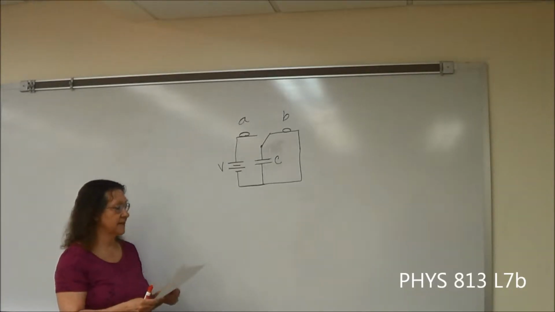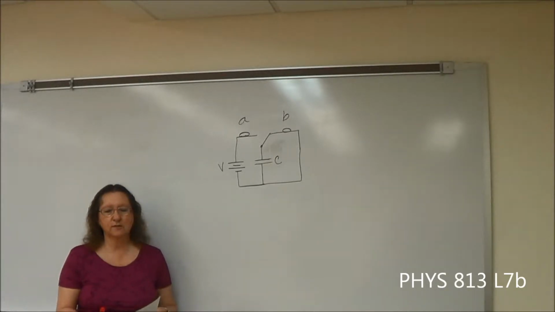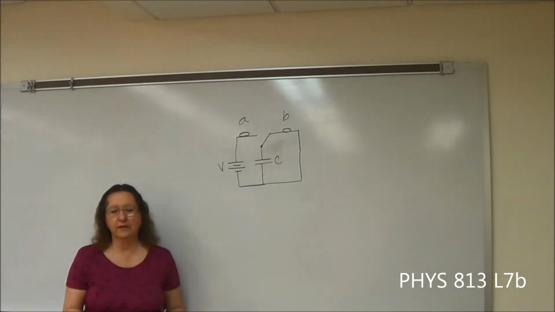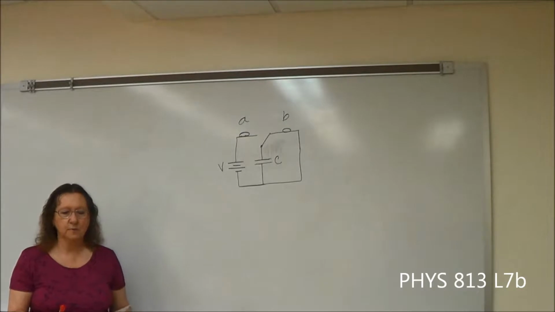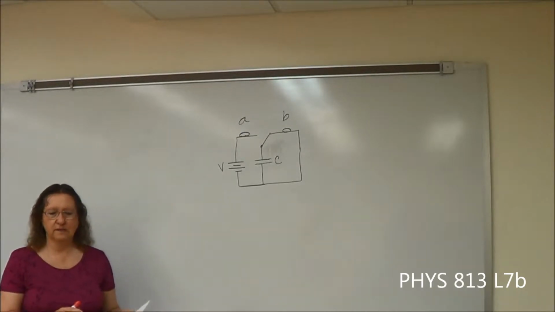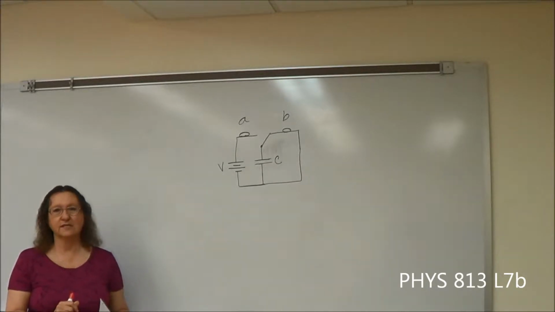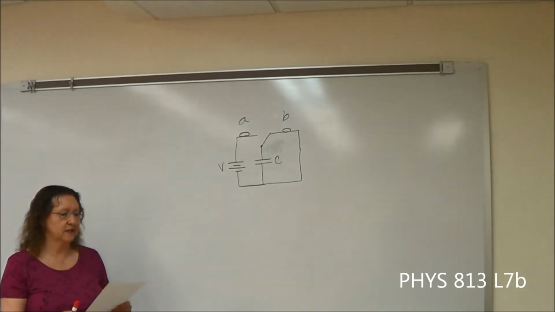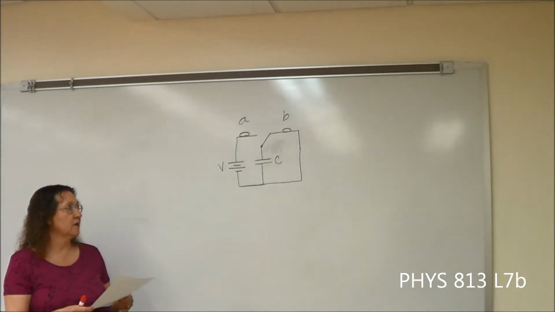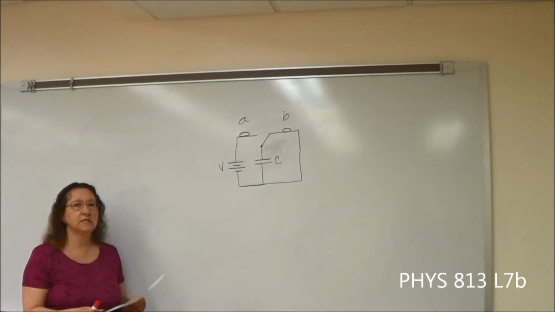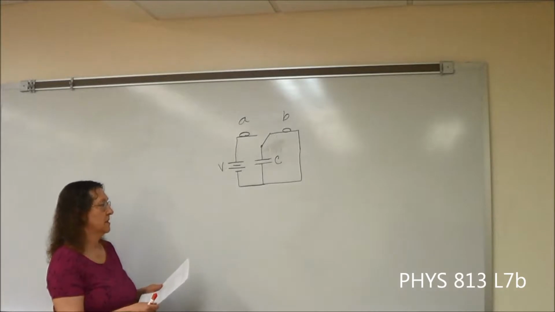Okay, this is still lesson 7, and I'm assuming that by this time everyone has done the first part and has experimented and used the circuit board and figured out all of, or at least saw all of what you were supposed to see there. So what I'm going to do now is to explain in detail what happens.